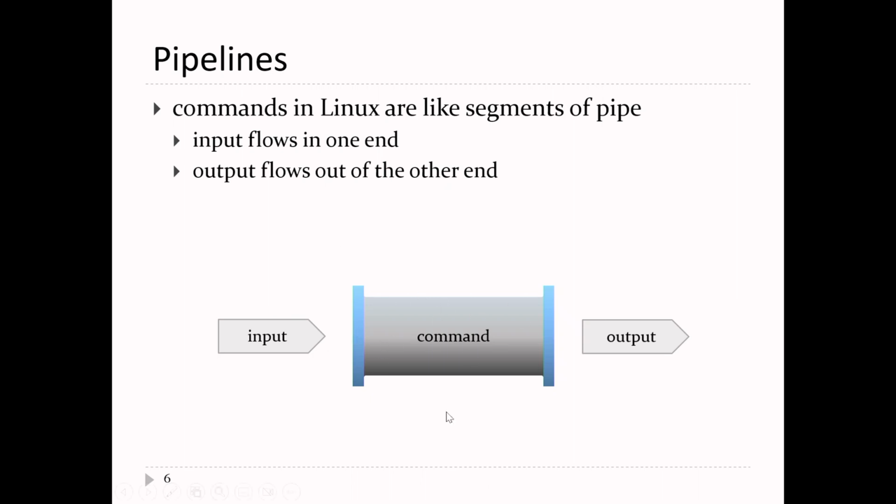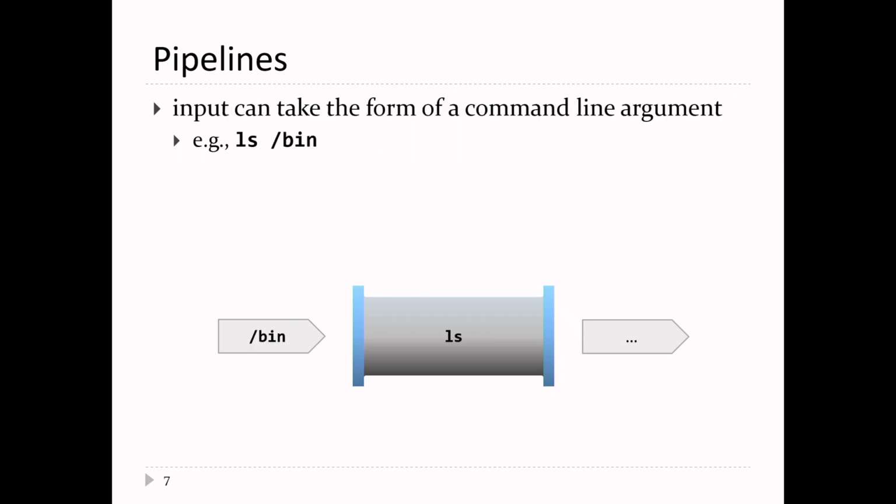So I have a command, and I can give it some inputs, some arguments. The command takes the inputs, does something, and writes the output, usually to standard out. Most commands write output to standard output. For example, ls can take as input the name or names of files to list. So ls root bin takes as input the name of this directory, root bin, and it outputs the contents of root bin, whatever file names are in root bin.